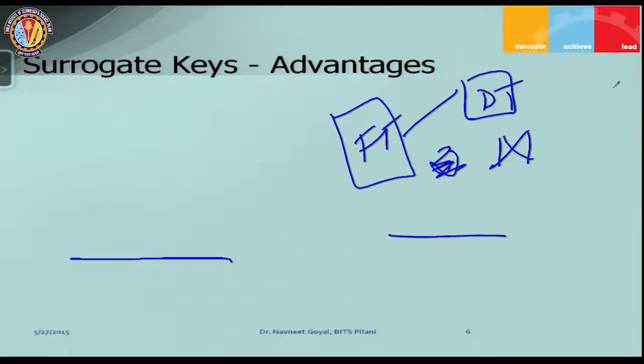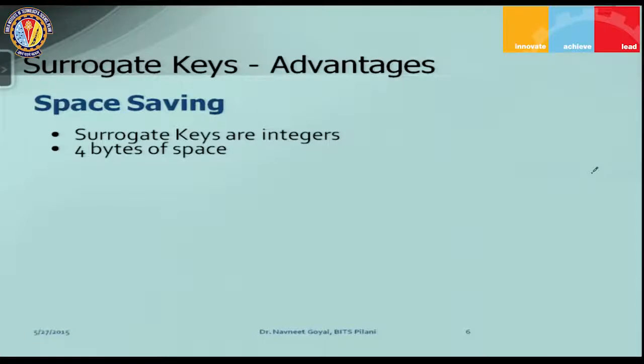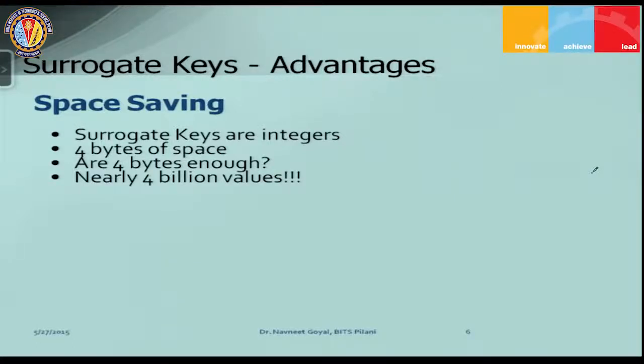So let me talk about advantages, and saving space is one of the advantages. I mean, not major, but yes, an important advantage. Surrogate keys are 4-byte integers, so the question is, are 4 bytes enough? It gives us nearly 4 billion different values, which is good enough for all kinds of applications. To get an idea, the total population is around 8 billion, not yet 8 billion, so half the population can be covered by these values.